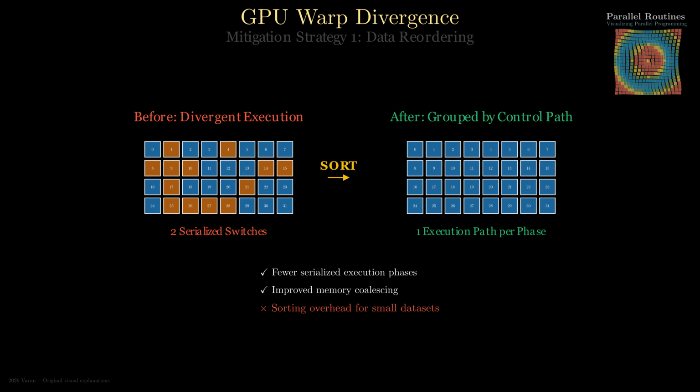Sorting reduces masked execution and improves memory coalescing. The trade-off is the global sorting overhead, which may not be worthwhile for small workloads.